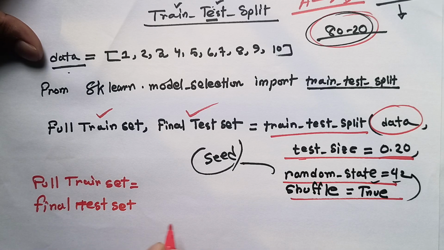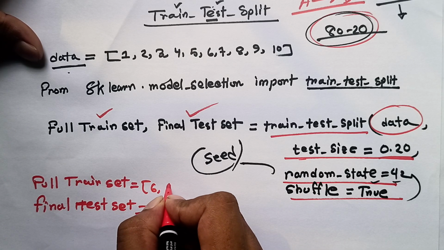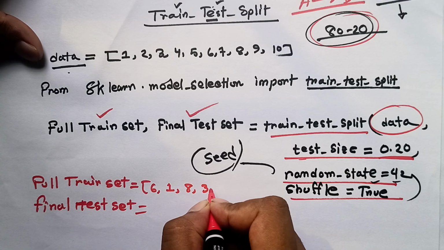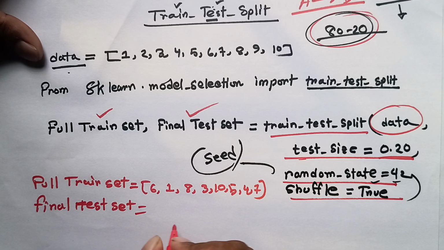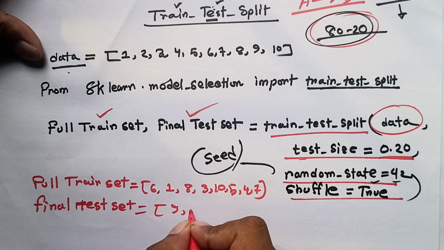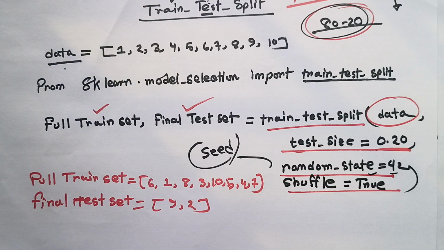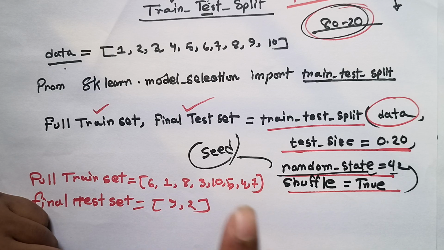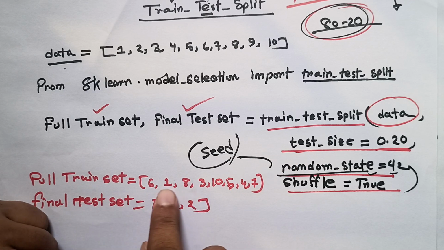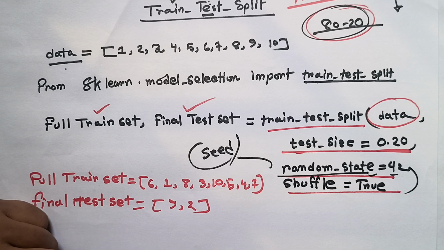Okay, what are the numbers? 6, 1, 8, 3, 10, 5, 4, 7, and in the test set I found 9 and 2. Now there is a question: how do we find these results? By the blessing of this random state, every time you run the command you will find the same numbers inside the train set and the same numbers in the test set.